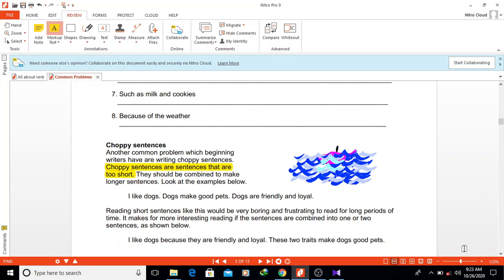It's correct grammatically, but not really good in reading. Okay, so you can change it. I like dogs because they are friendly and loyal. These two traits make dogs good pets. It's longer, but then it's good to read.